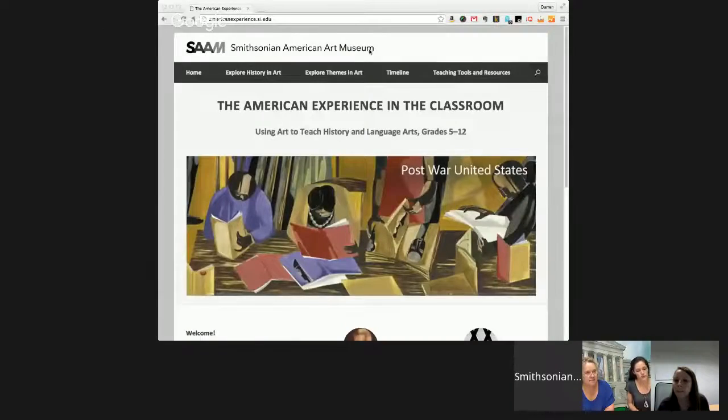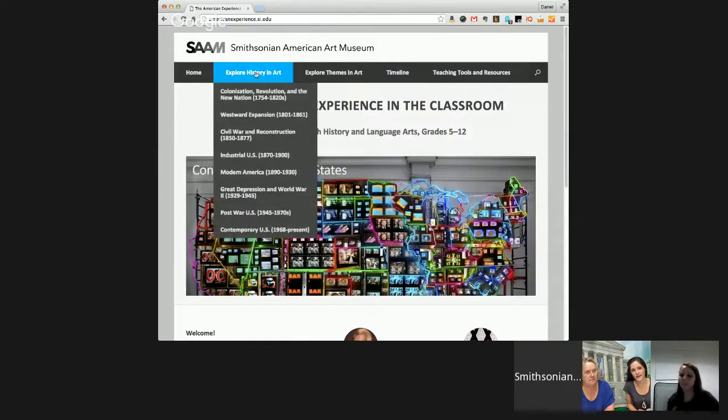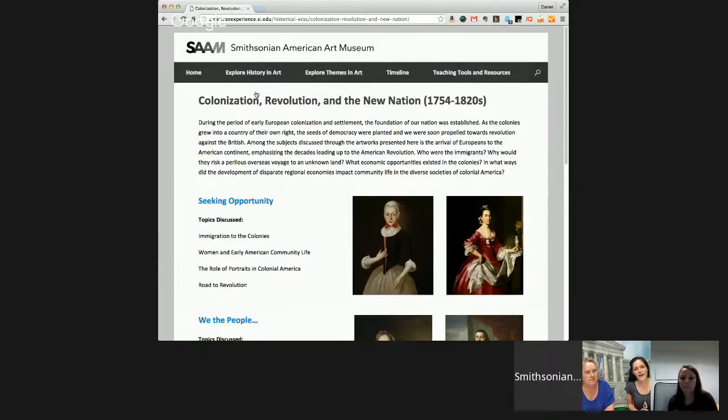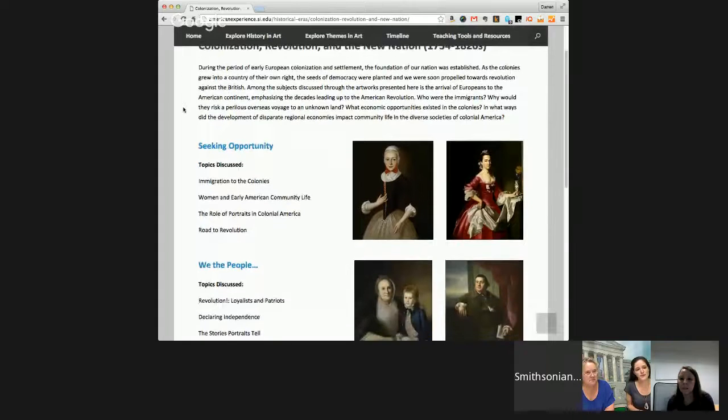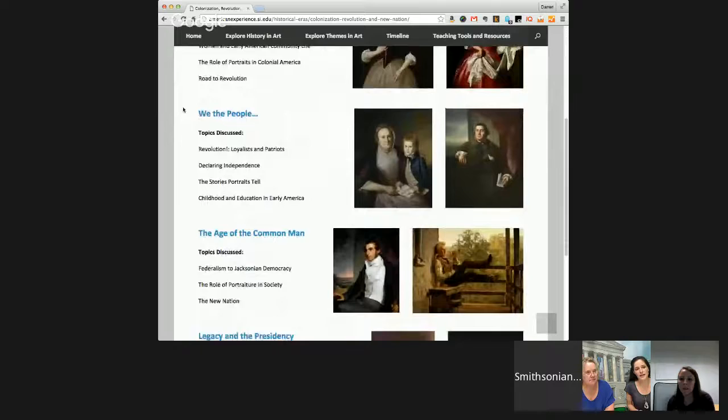Open a new tab, and in that new tab, you're going to put in americanexperience.si.edu. You're going to navigate over to Explore History and Art. And then you'll go down to this first era, the colonization, revolution, and the new nation, and click there. And then you'll see some beautiful artworks all from this time period. You'll scroll down to the We the People link, and you'll click there.